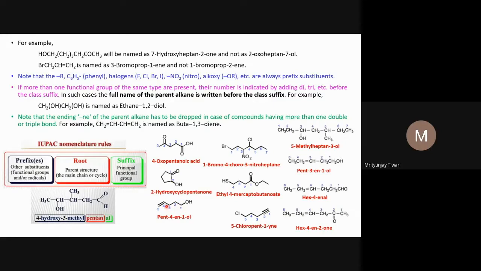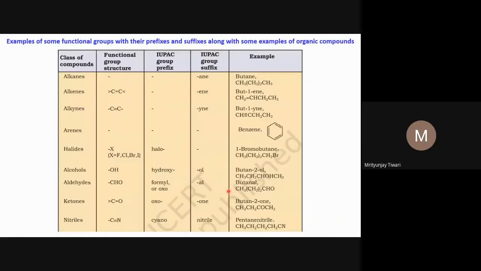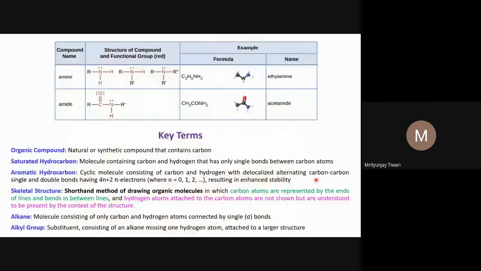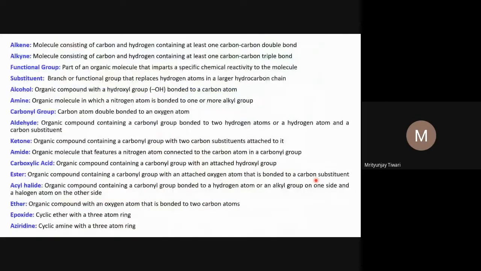So 1, 2, 3, 4, 5. This name will be pent-4-en-1-ol. Why pent? Because this is not an alkane, this is an alkene, so en is here now. Similarly, you can give the names of other compounds. I hope these things I have already explained in our last class. I will move forward and look at some more compounds.